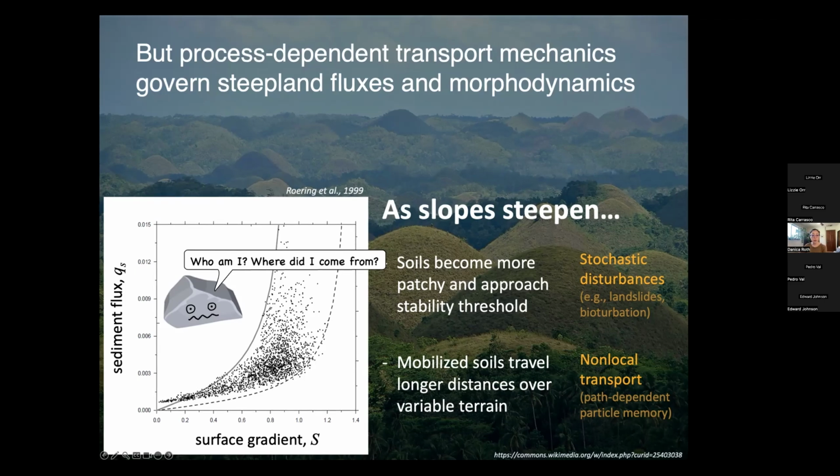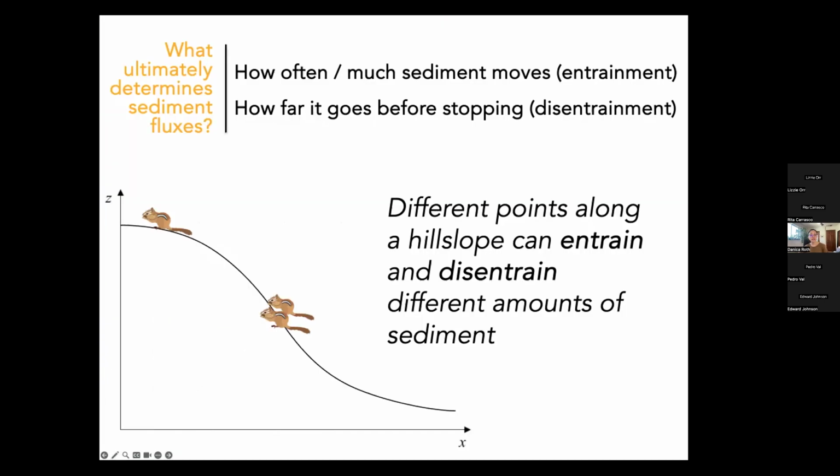So what we're really getting at with these two different effects is a matter of entrainment and disentrainment, which are two fundamental descriptions of particle motion that we don't think about when we use the diffusive flux laws. So to dig into that, entrainment is a measure of how often and how much material starts moving.